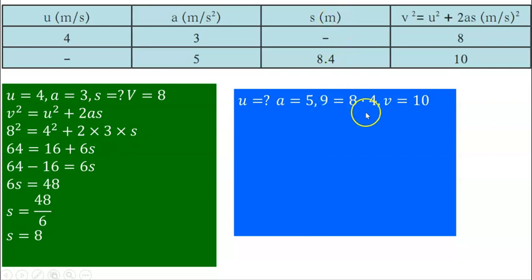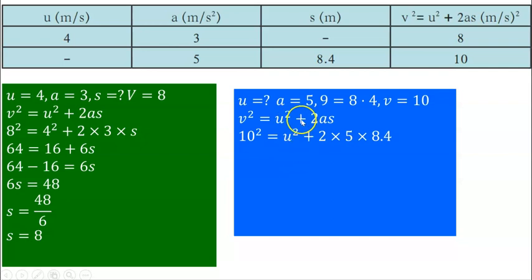Now the next, u is equals to, we want to find out, a is equals to 5, and here s is equals to 8.4. Okay, and v is equals to 10. By mistake here it is not 9, that is s. Okay, इथे s consider करा. v square is equals to u square plus 2as. Substitute the value. v ची व्हॅल्यू किती दिली त्याने? तर 10. It's 10 square. u is equals to question mark. u find out करायचं आपल्याला.